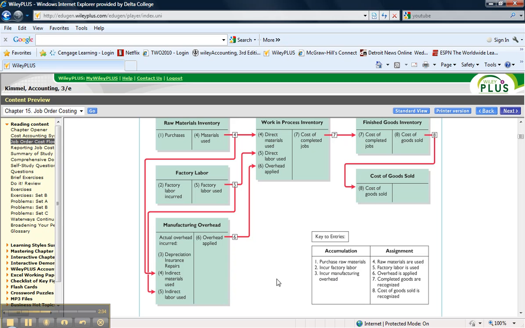And actually, I said 4 and 5. I misspoke there. 4 and 5 have to do with indirect materials and indirect labor, and that's a separate process. Those costs are incurred as part of factory labor and material purchases, but then we'll see in a few minutes how those costs don't go directly into WIP. They first go into this overhead account, and then overhead gets applied into work in process. So I'm going to continue by talking more about this on the next slide.